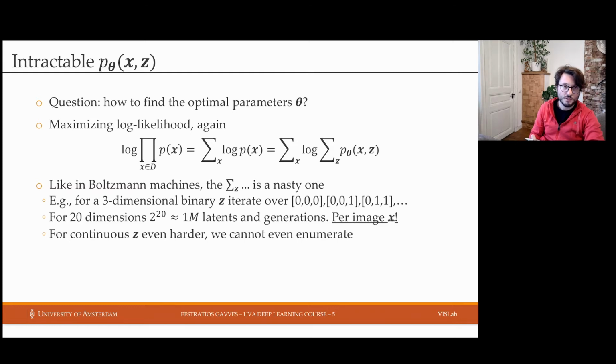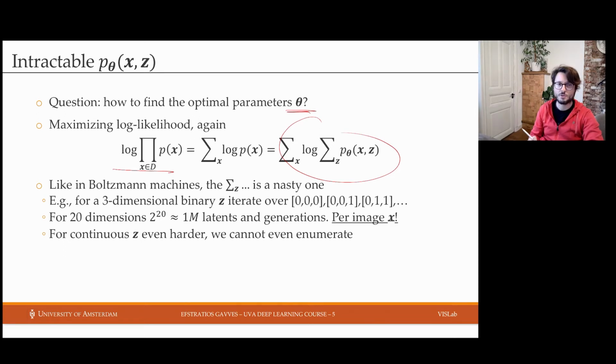In the end, we are interested in finding good parameters for our latent variable models, and these parameters might be expressed by theta. The reasonable thing to do is to try to maximize the log likelihood, and by inserting the marginal likelihood in our log likelihood, we obtain this log sum expression. Now, we have seen some similar formulation in the Boltzmann machines, and we saw that actually summing over all possible z's is a nasty computation.